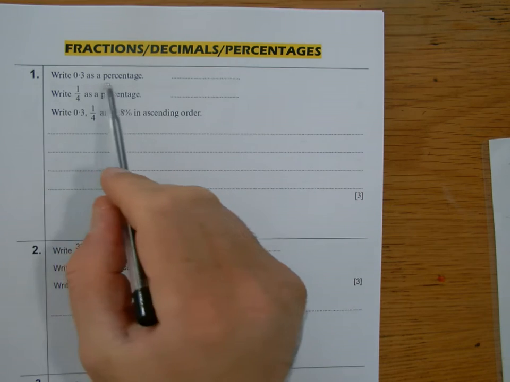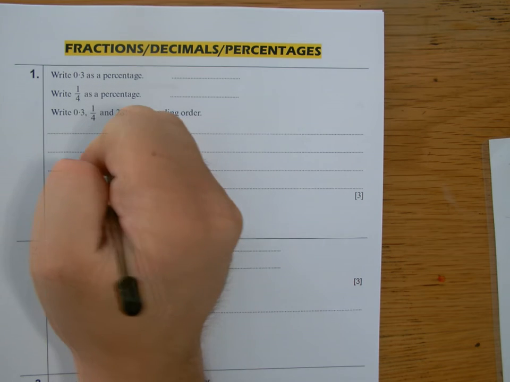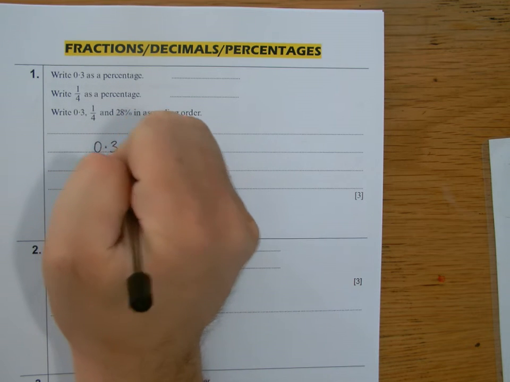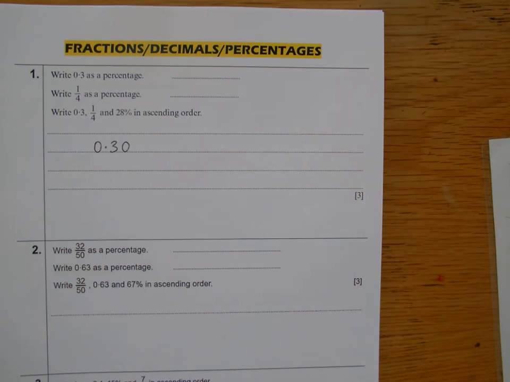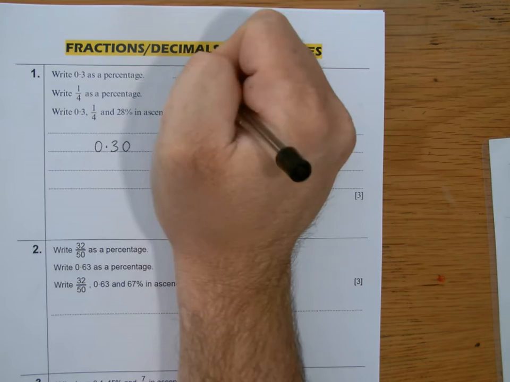Okay, so write 0.3 as a percentage. Now, when we see 0.3, we can think of it as 0.30 if you want, and then we know, of course, that's going to be 30%.